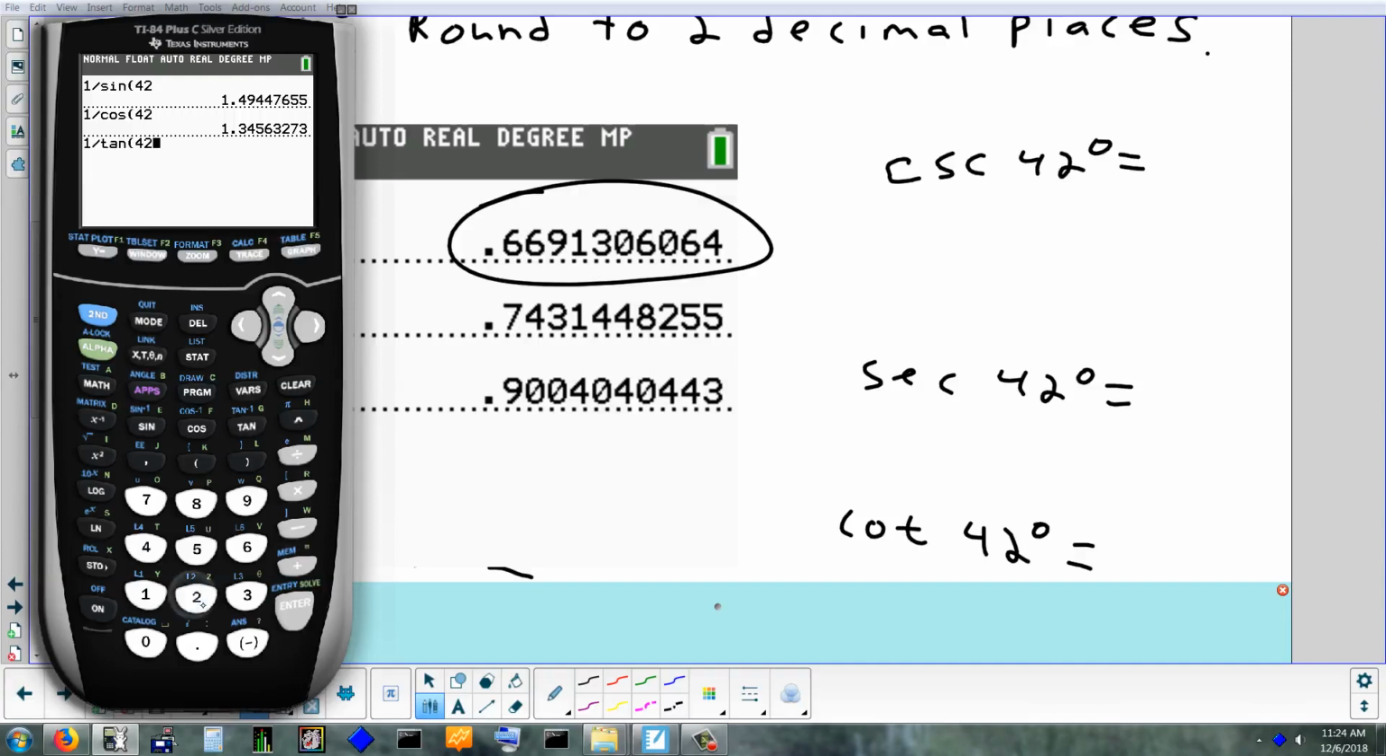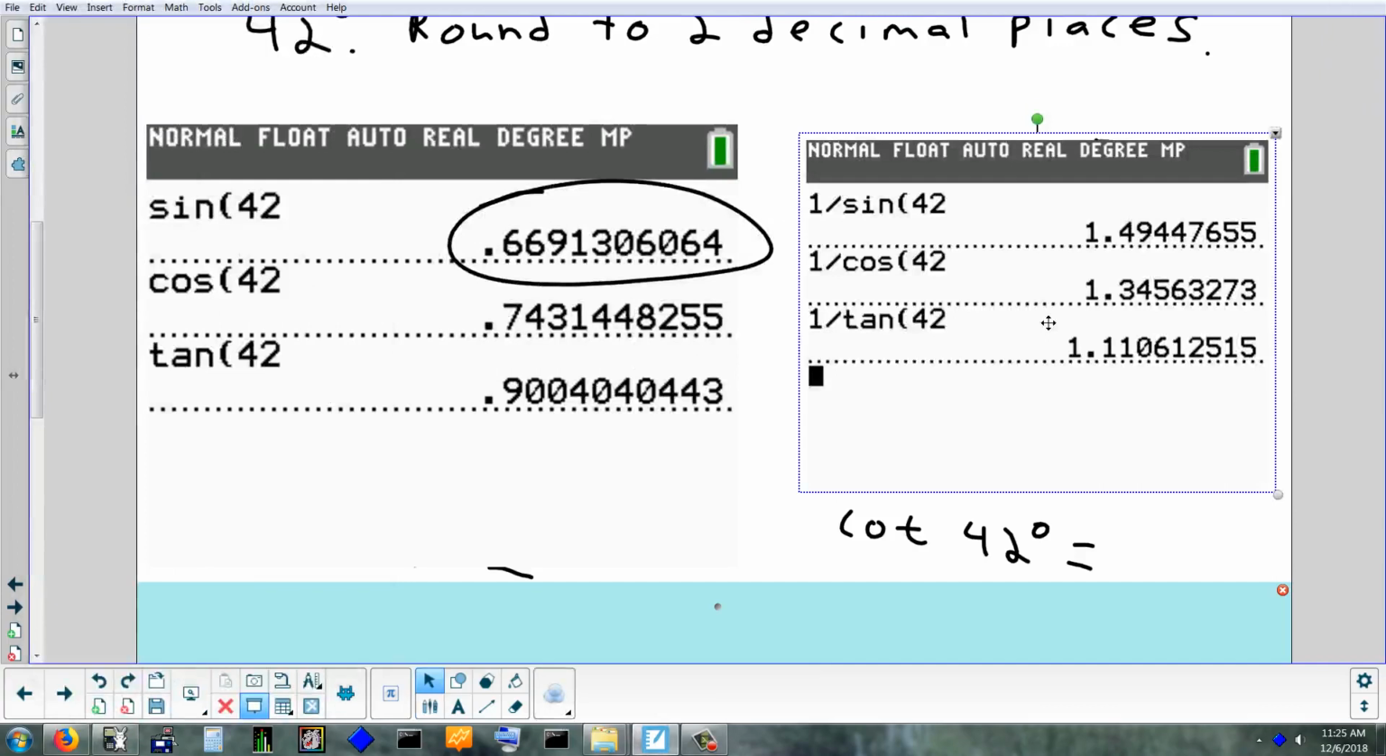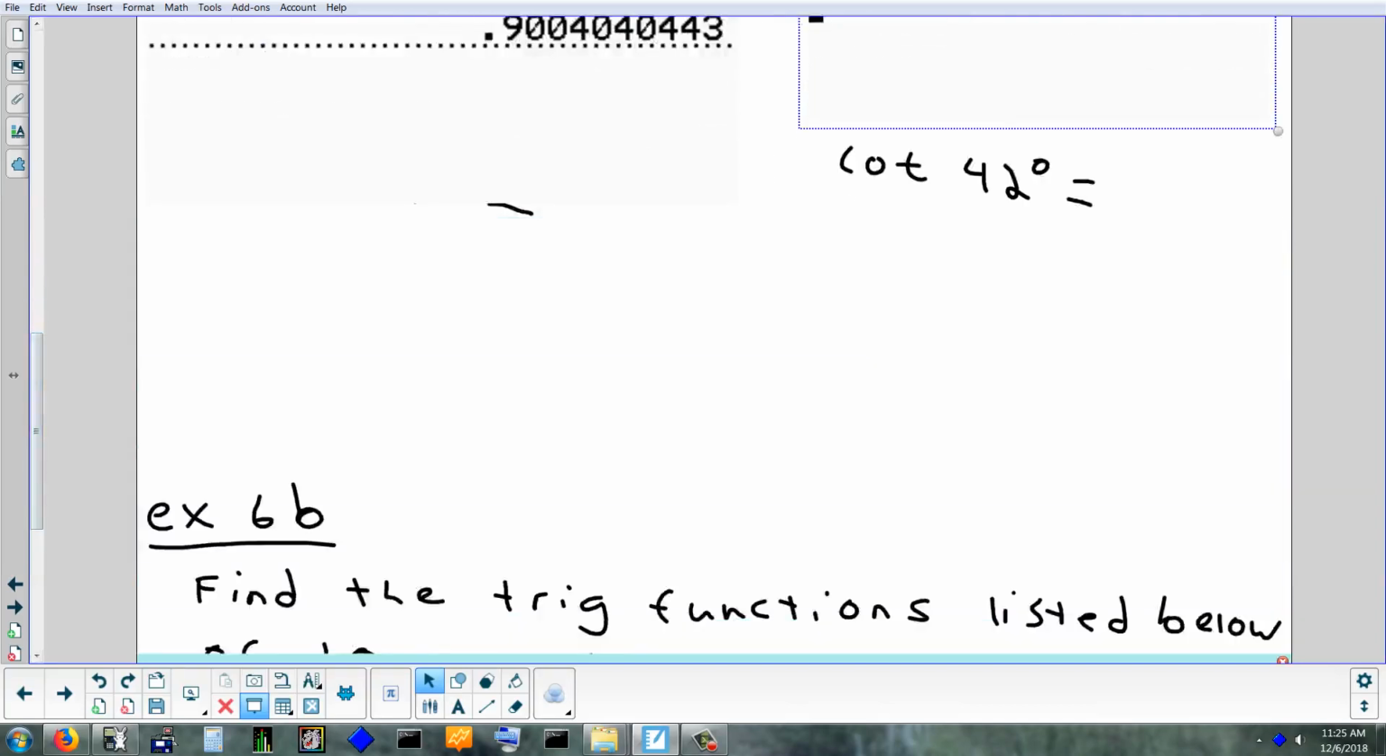Now, why did I go back to the originals? Why not just do 1 divided by 0.67 and 1 divided by 0.74? Because it's rounded. So if you do 1 divided by 0.74, it's not as accurate as just keeping the original. I mean, it'll come out close, but it'll be a little off. So that's how you do that on the calculator. Let's look at this one.